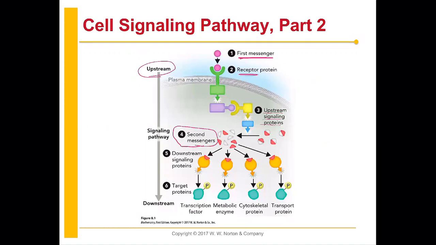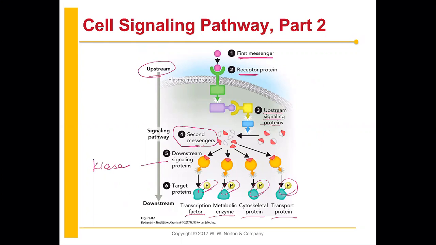So for example, a downstream signaling protein might be a kinase that then goes in and phosphorylates all these target proteins. And each of these target proteins is something different. One's a transcription factor, one's a metabolic enzyme, one's a cytoskeletal protein, one's a transport protein. So it's going to target a variety of cellular proteins. It's usually not just one. It can be, but usually not. So you've got to kind of think about this.